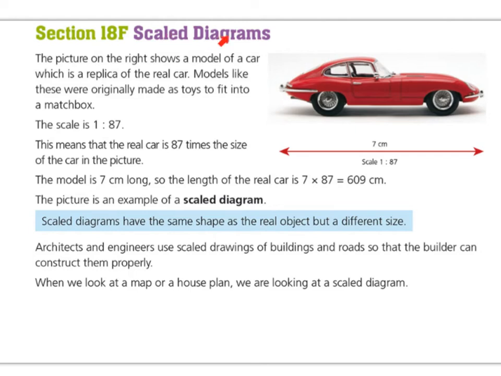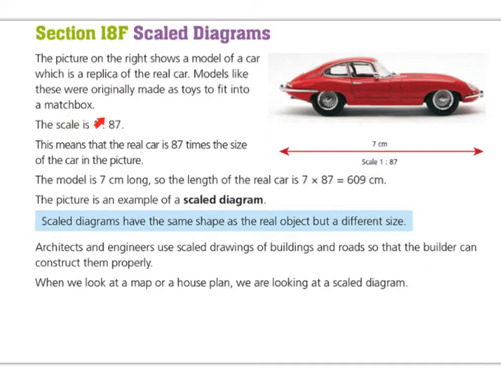Scaled diagrams. The picture on the right shows a model of a car which is a replica of the real car. So this is a small little car. It is 7 centimeters in length, which is obviously quite small. Models like these were originally made as toys to fit into a matchbox.